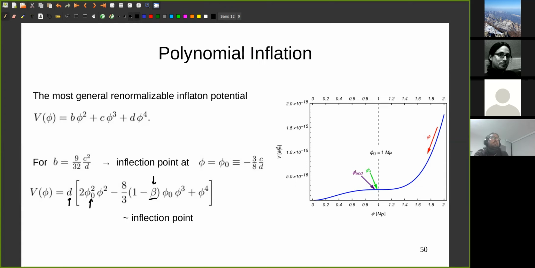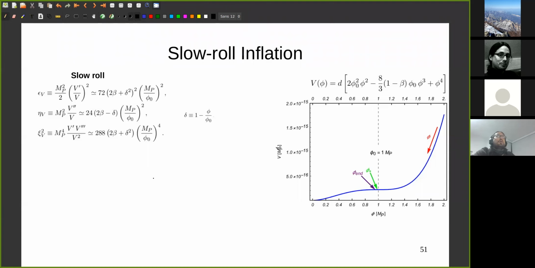With such a potential, it's possible to compute the slow roll dynamics. So we can compute the first, the second, and the third slow roll parameters. That depends basically on the potential and its first, second, and third derivatives. So we know when slow roll is breaking down. When exactly the first slow roll parameter is equal to 1, that corresponds to the end of inflation.